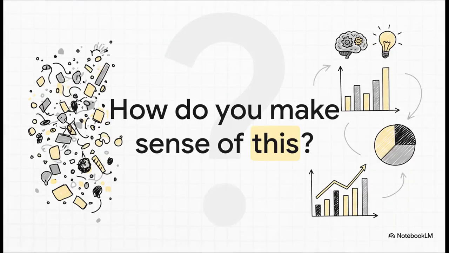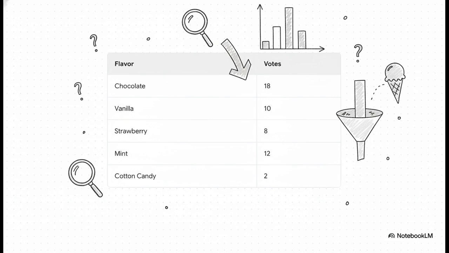Okay, so let's just start with a problem we all face. You get hit with something that looks like this, a raw list of words and numbers. It's a lot. It's hard to figure out what's important right away, isn't it? Your brain has to work way too hard just to find the patterns. All right, check this out.